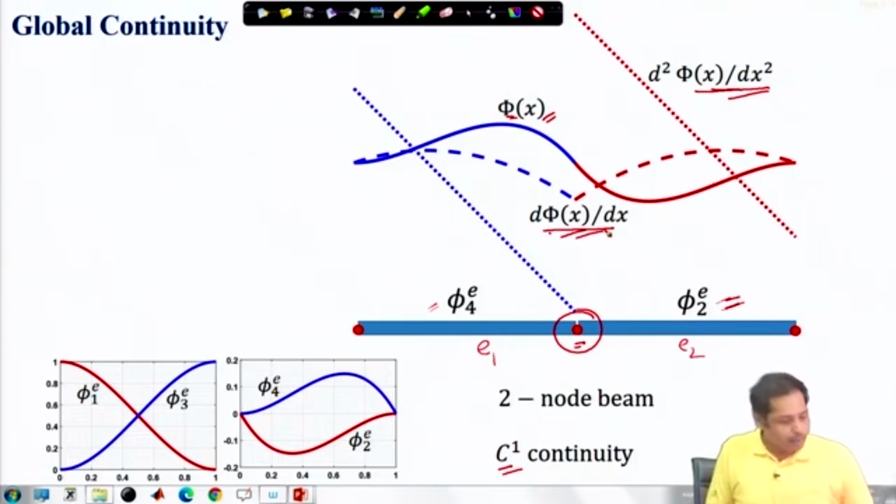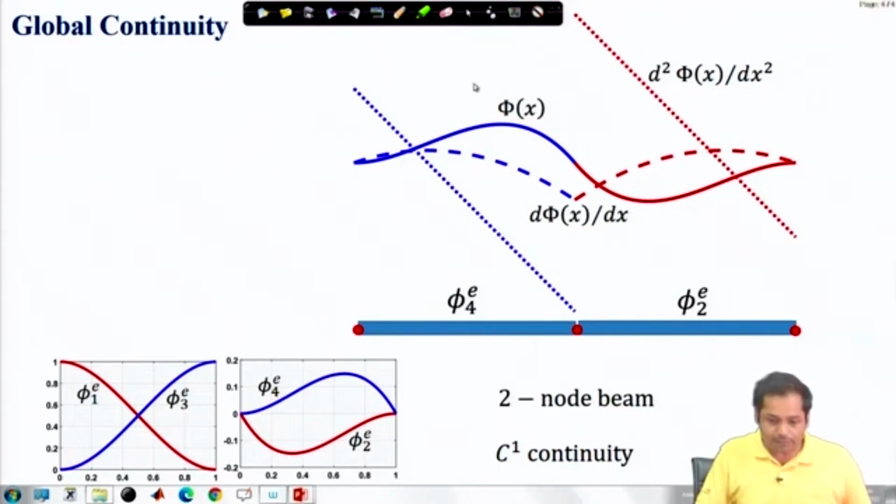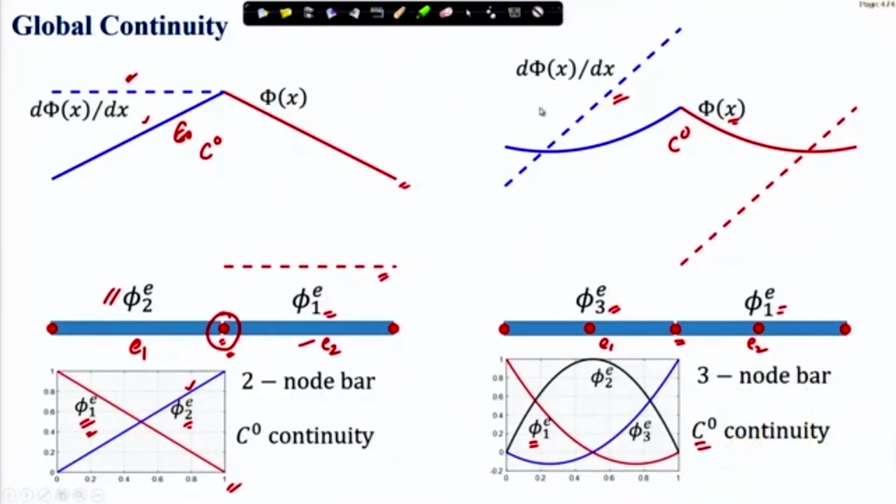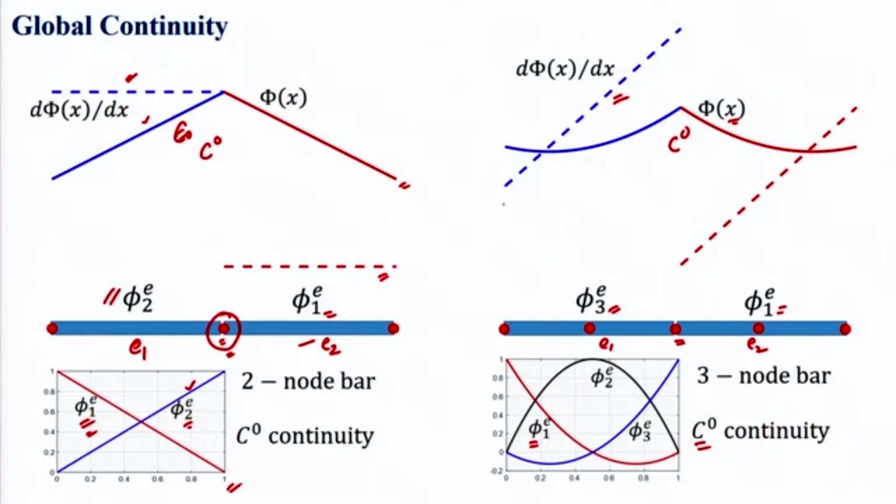Now, let's take this previous case. We have seen our global approximation is a C0 approximation. Now, if you recall, in the weak formulation, we had a term like the integration of dw/dx du/dx, okay, and then dx.